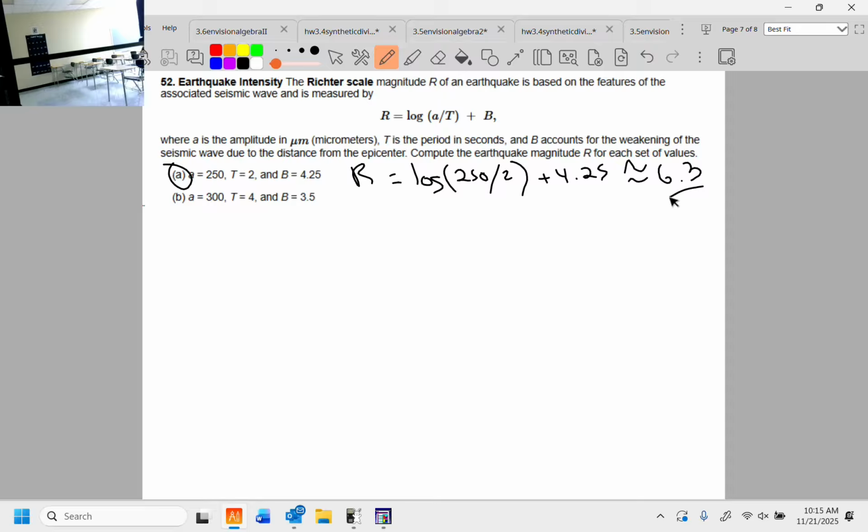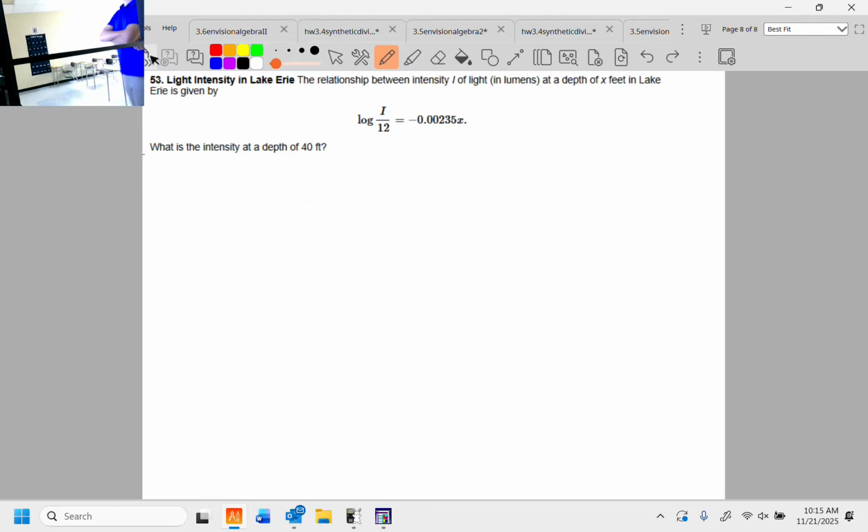Alright, what's on the last page? Light intensity. Oh, it's another light intensity, just like the one we did in homework. So I'm going to leave that one for you. Literally the same way, do it the same exact way. It is not underlined, so the author of your textbook would like you to use technology.